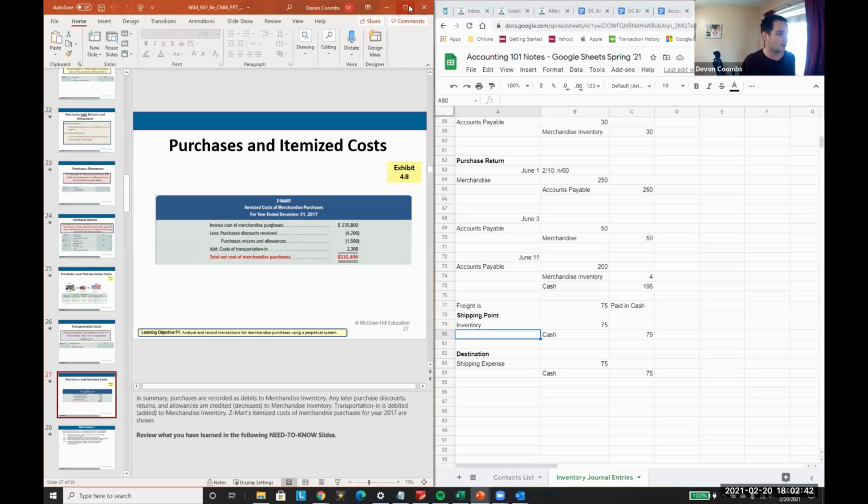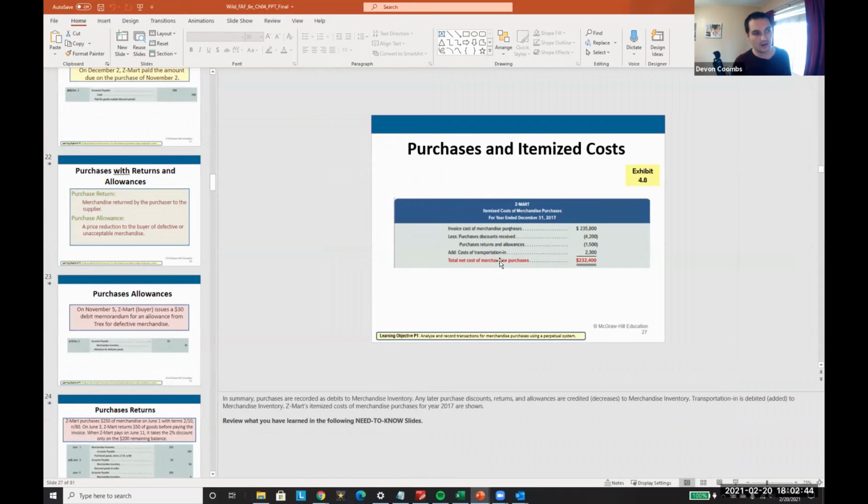And so this is what it might look like for a total net cost of merchandise purchases. This might just be a report you run. Here's all of our invoiced costs minus all our discounts and returns, plus whatever our transportation cost is, going to equal our cost of merchandise purchases. Just memorize, try another formula to memorize.